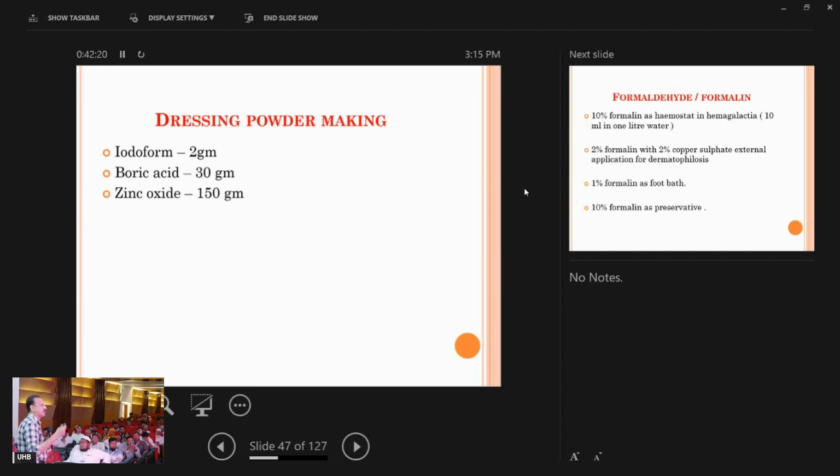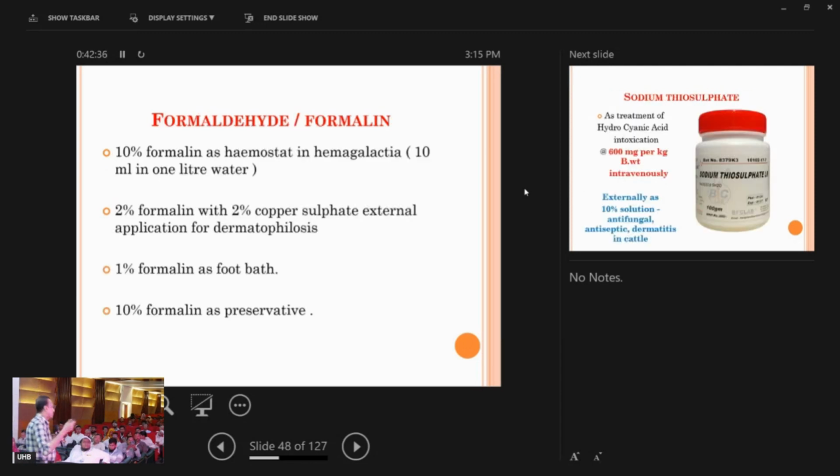The dressing powder, iodoform, boric acid, zinc powder, zinc oxide, is an excellent dressing powder for the farm animals. For example, you can mix it in combination. You can apply it over the wound so that you can have a low cost effect. You can prepare your own dressing powders. Then formaldehyde, everyone will be having formalin.